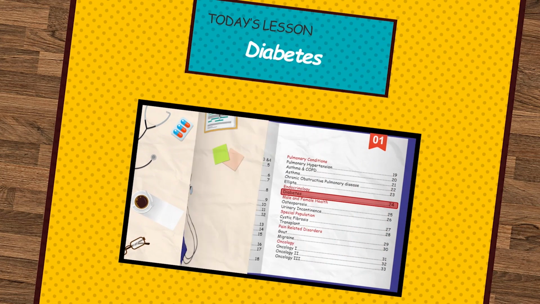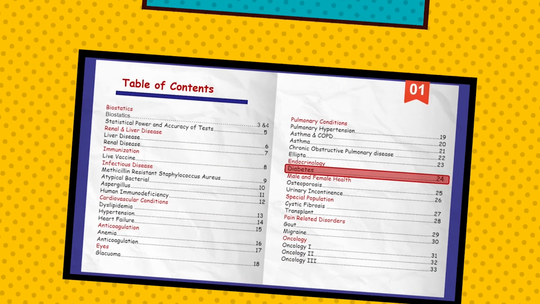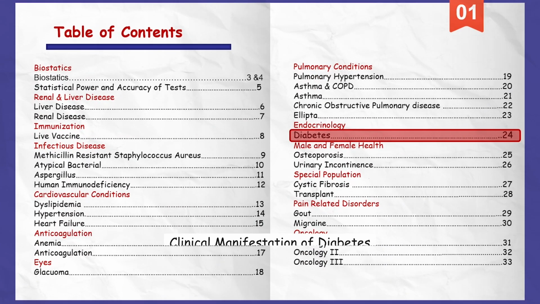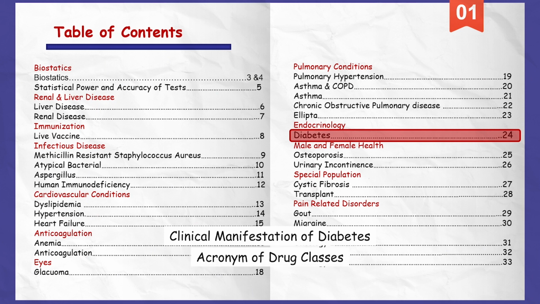On today's lesson, we will discuss diabetes. We will begin our discussion with the clinical manifestation of diabetes, followed by the acronym of all the drug classes within diabetes, and finally, an overview for the treatment algorithm of type 2 diabetes.